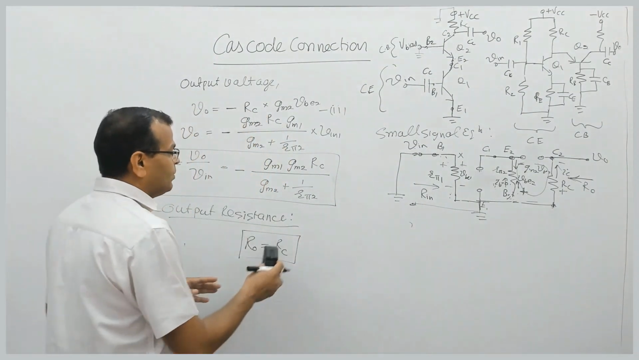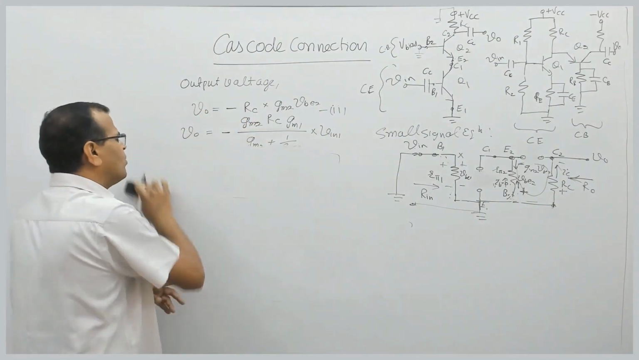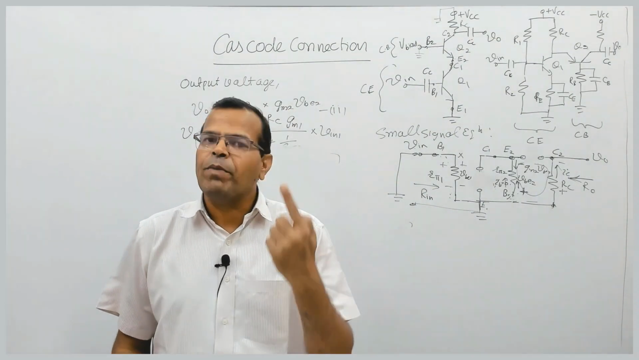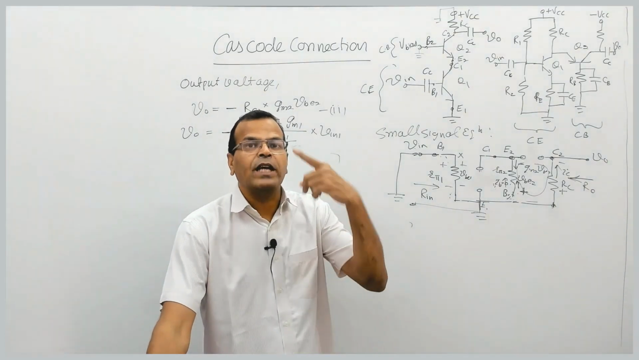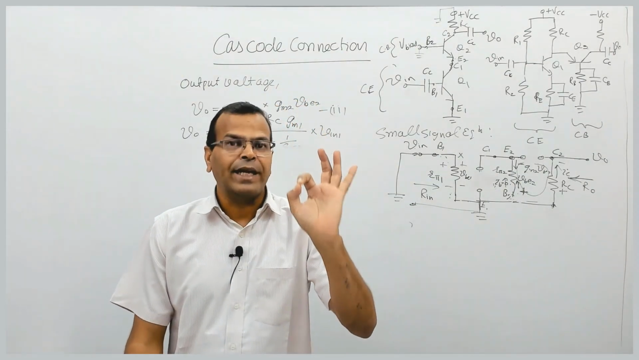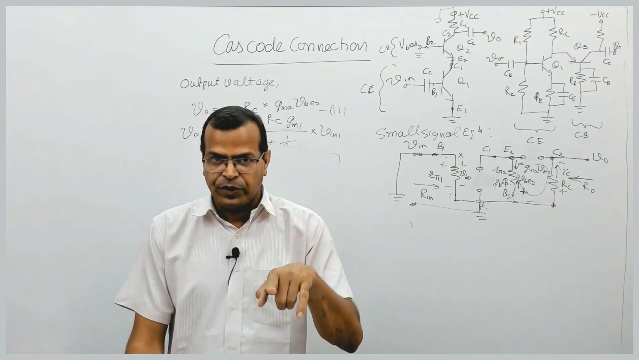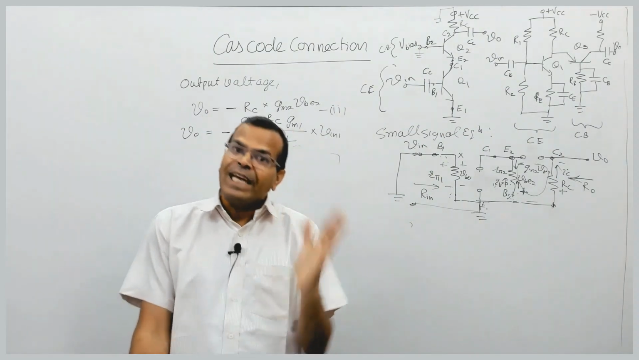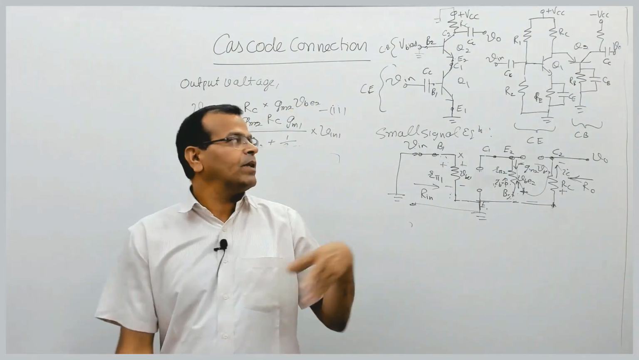There can be objective type questions based on these points, and there are a few more objective type points, especially for engineering services prelims. There can be a 1 mark question in GATE as well. So you should note down these points. These are very important points. 2 points I have already discussed. 1, the input resistance of cascode connection is the same as the input resistance of the input stage. 2, the output resistance of cascode connection is the same as the output resistance of the output stage.